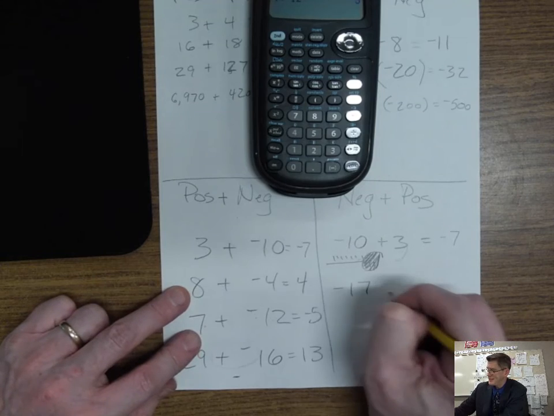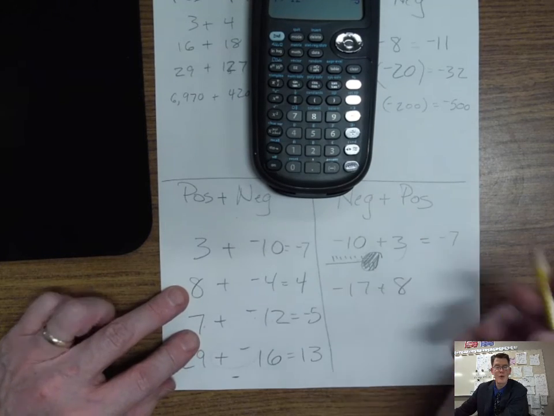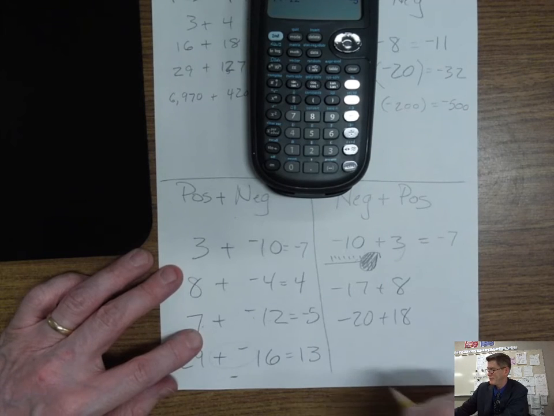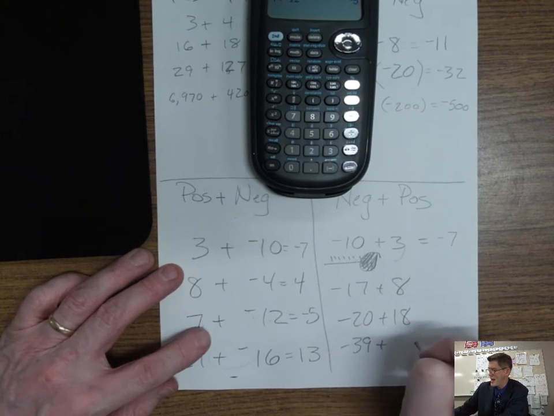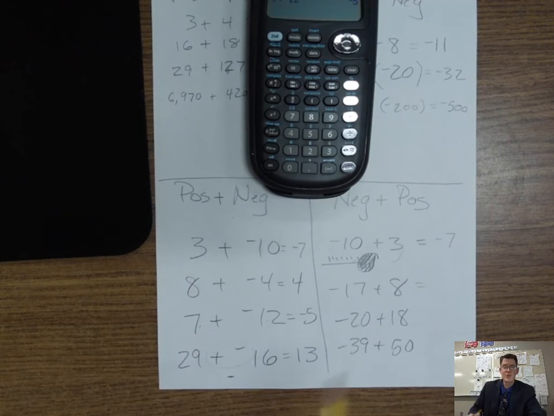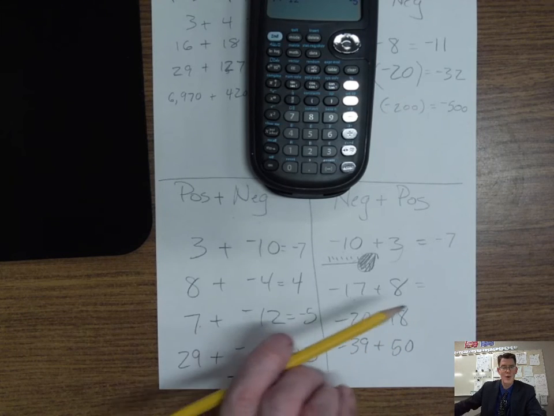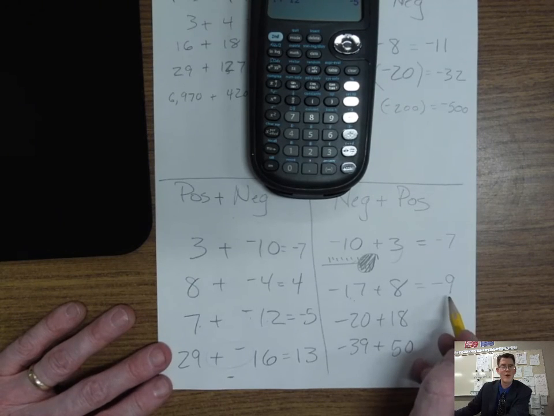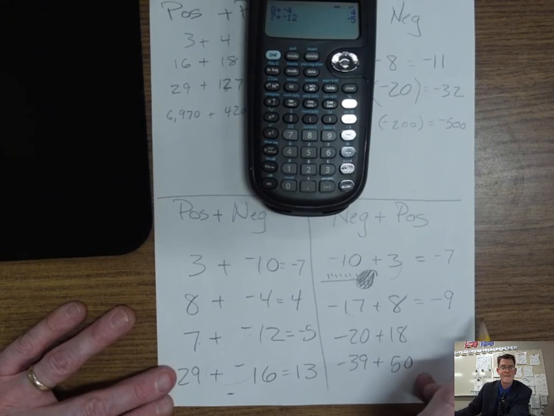If you have negative 17 plus 8, if you start with a negative number, negative 20 plus 18, negative 39 plus 50. You can think of it this way. You have a starting point, negative 17. You're going to add, that means you're going up the number line to the right. You're going up further 8. And you go up 8, you don't quite make it to 0, but you do make it to negative 9.